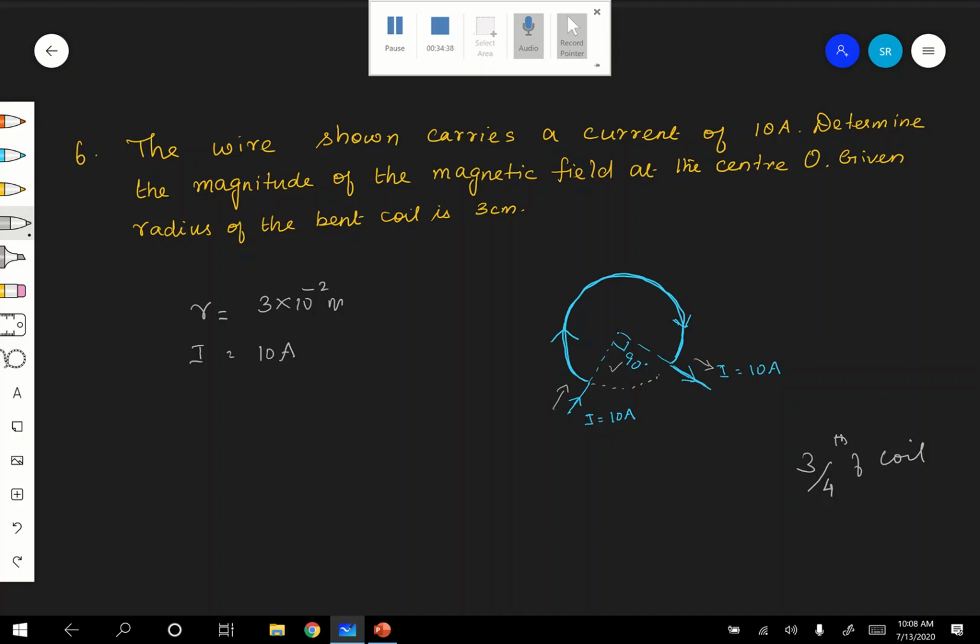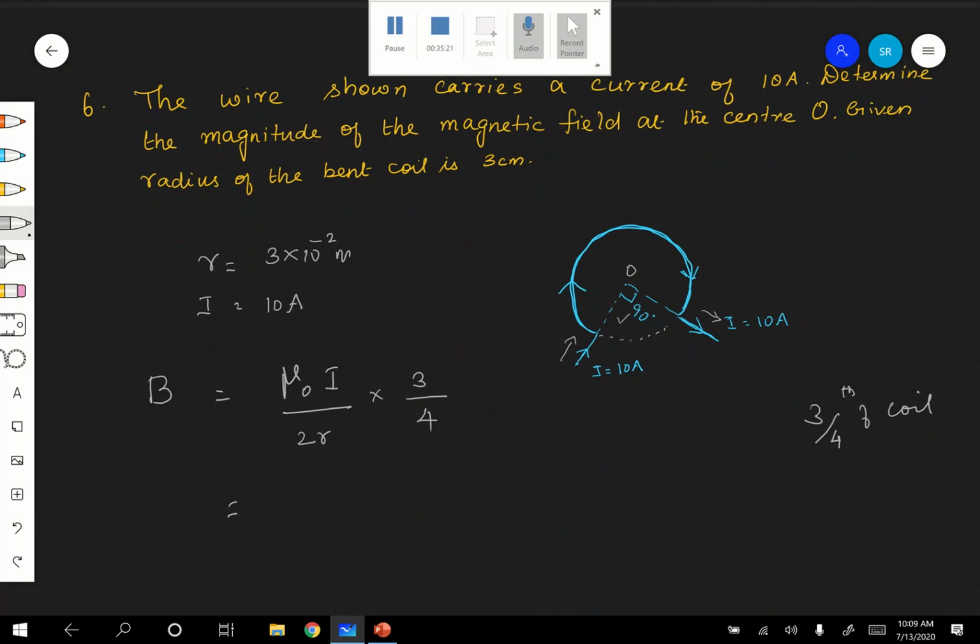Are you following? Therefore, let the point be O. What is the field at the center? Anything else is given here? These two, that's it. Therefore, what is your B formula? B at O, at the center. B at the center of the full coil is mu naught I by 2R. But it is not the full coil, it's 3/4 of the coil only. Therefore multiply by 3 by 4. Very simple. You can do like that. 3/4 of the coil. Are you following?